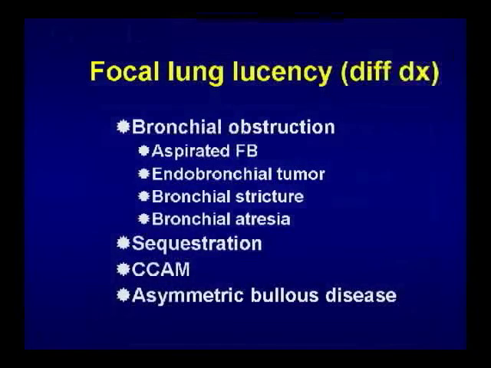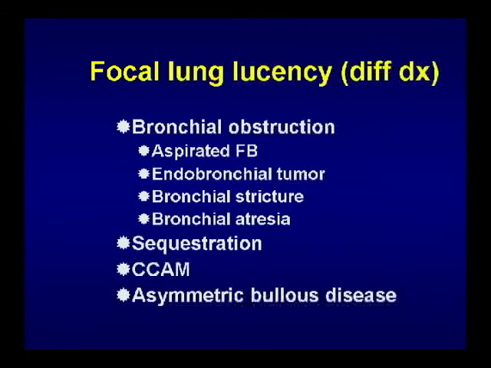You see decreased vascularity. So our differential of focal lung lucency is namely bronchial obstruction, and that can be in the lower lobes, typically from aspirated foreign body, but really endobronchial tumor, like lung cancers, like carcinoid would be a classic, bronchial stricture from maybe old TB or something, and bronchial atresia, which is what this disease actually is, and that appearance is sort of classic.